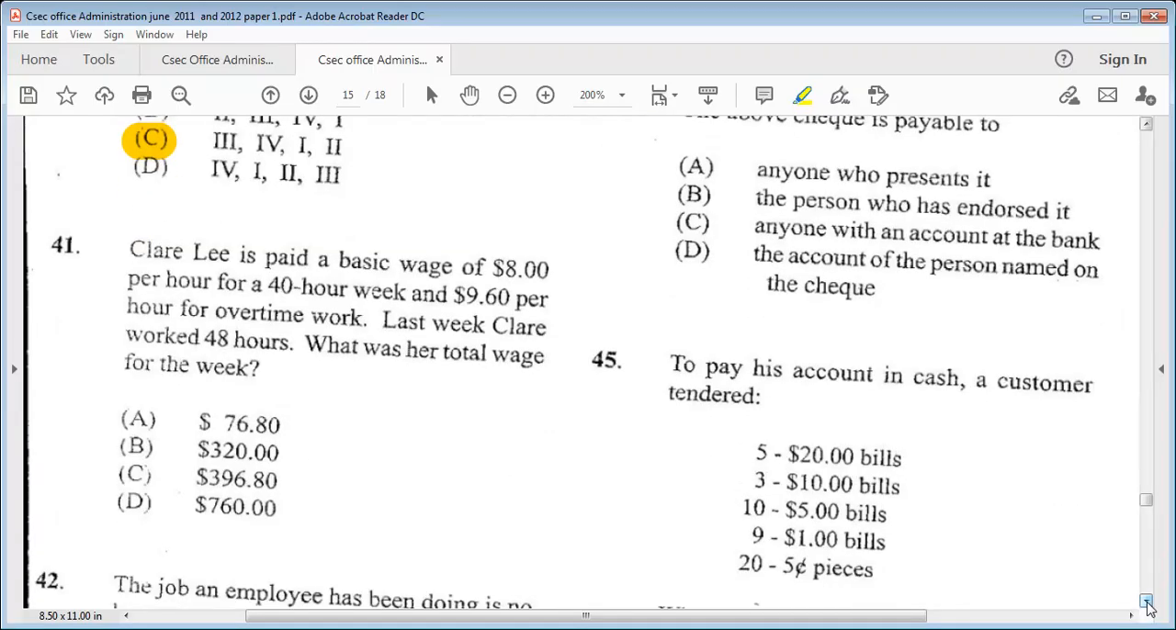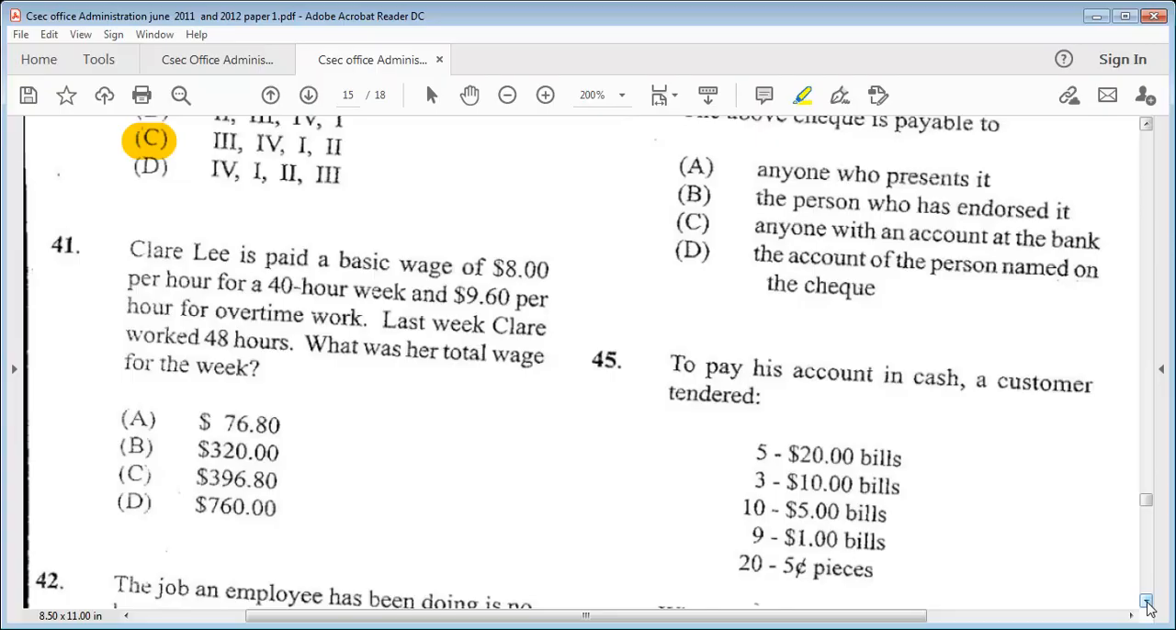Claire Lee is paid a basic wage of $8 per hour for a 40-hour week and $9.60 per hour for overtime. Last week, Claire worked 48 hours. What was her total wage for the week? We have A, $76.80, B, $320, C, $396.80, and D, $760.